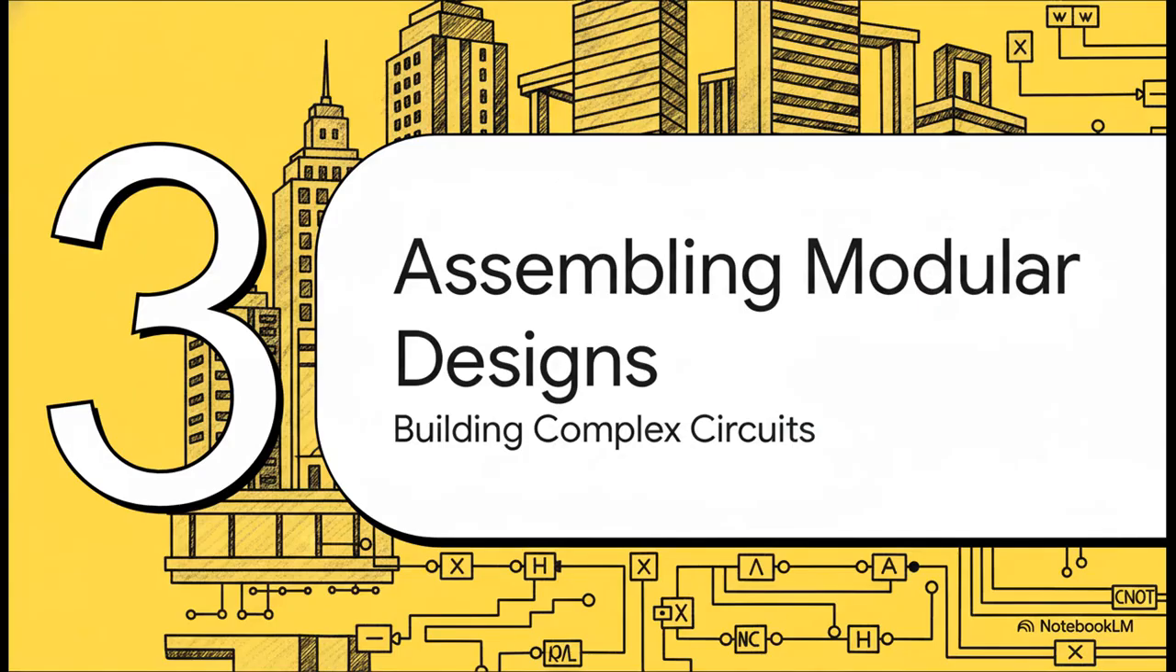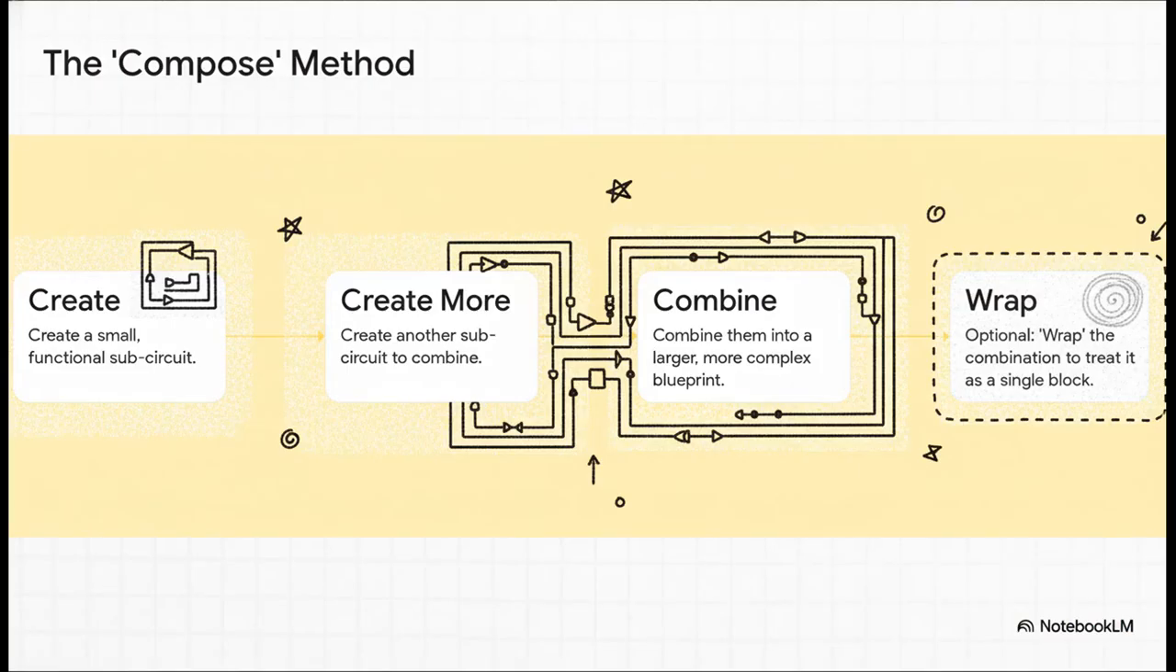Okay, on to our next section, assembling modular designs. Nobody builds a skyscraper by designing every last nut and bolt from scratch, right? Of course not. They use prefabricated, standardized modules. And it turns out, quantum programming works exactly the same way. We build really complex algorithms by snapping together smaller, proven circuit components. The main tool we use for this is the compose method, and it's pretty much exactly what it sounds like.